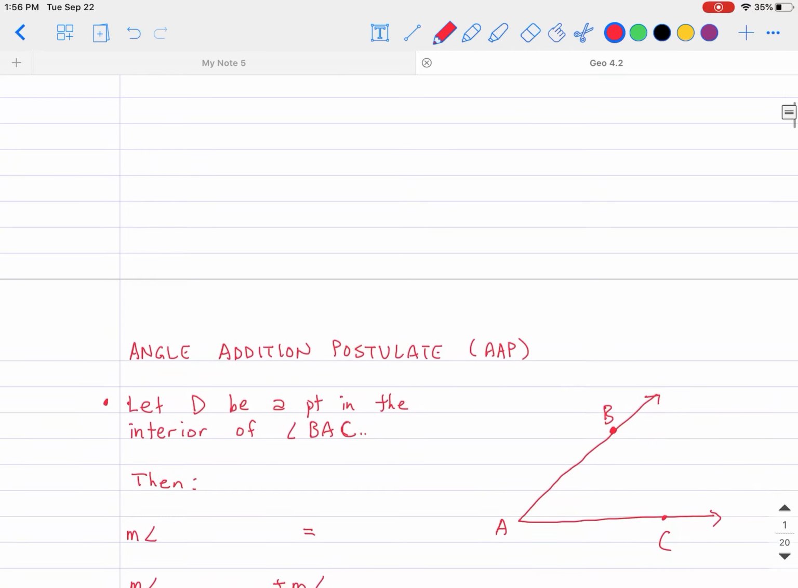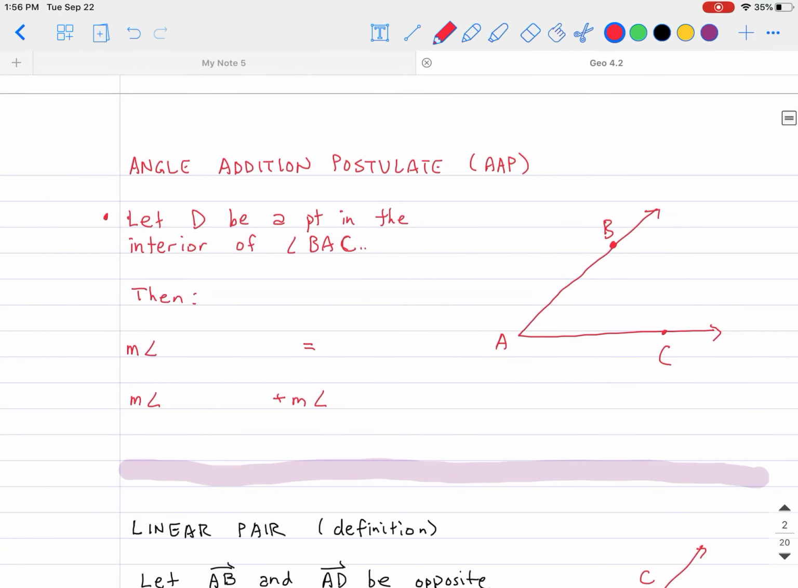All right, let's go ahead and move on then. Next one, angle addition postulate. So all of these should look somewhat familiar because it's parallel to the segment addition stuff that we did in the previous chapter. So here in the angle addition postulate, here's what it says. Let D be a point in the interior of angle BAC.